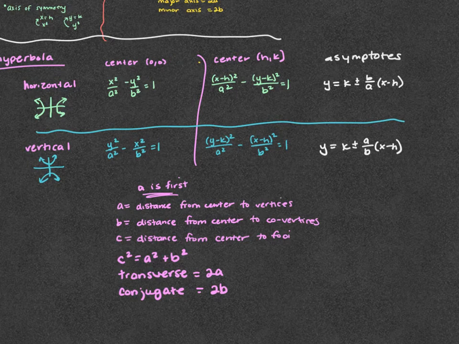For the asymptotes, if it's 0, 0, your asymptote would be y equals plus and minus b over a x, or y equals plus and minus a over b x. So if it's 0, 0, you just don't have a k and an h. But it's still b over a for horizontal and a over b for vertical. So that's everything you need to know, right? Now, of course, you just need to know how to use it. That's half the battle.